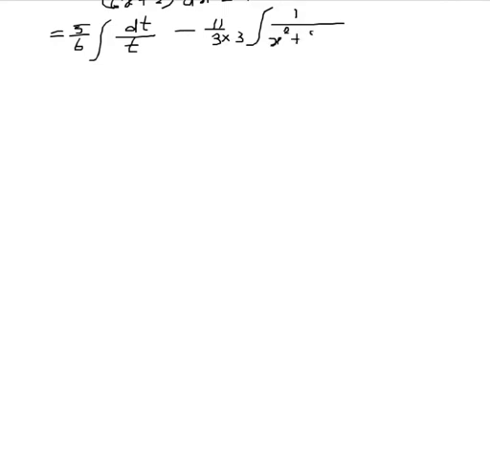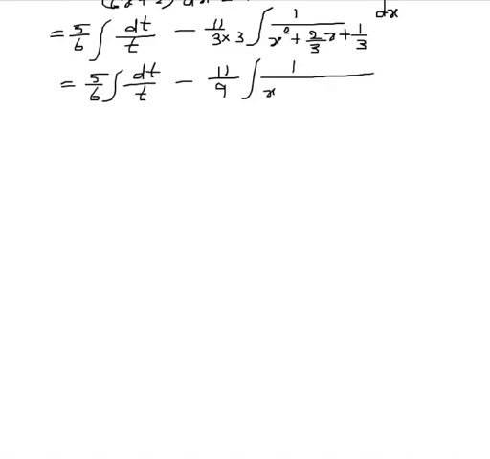It becomes x square plus 2 by 3 x plus 1 by 3 dx. We have to complete the squares for the second term. I will write the integration step after completion of squares. 11 by 9, x plus, divide the coefficient of x. Coefficient of x is 2 by 3. Divide this by 2, which is 1 by 3, the whole square.